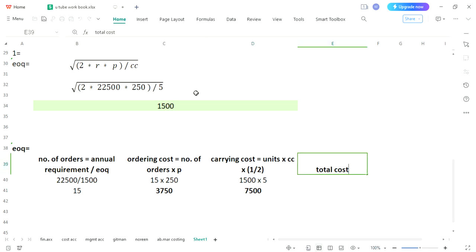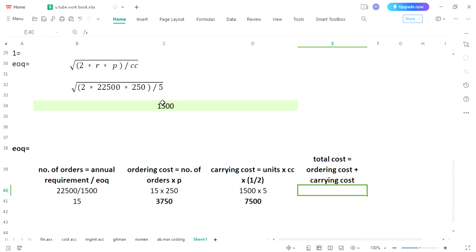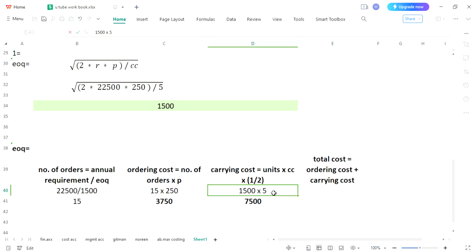How do you calculate your total cost? For that, the ordering cost which we have recently calculated would be added to the carrying cost. Alright guys, so carrying cost was 7500, and we haven't multiplied it by 1 by 2. Multiply by 1 over 2. 1 over 2 is fixed, you will use it every time. It's a formula. Why? Because we were taking it as an average. So here you will multiply it. 1 divided by 2 on the calculator would be equal to 0.5.